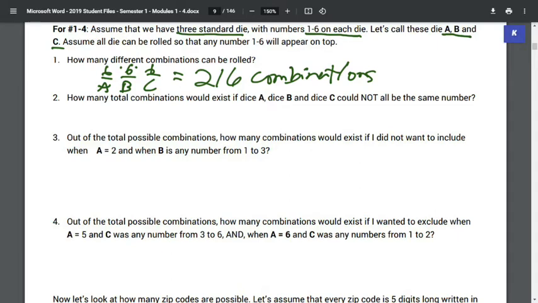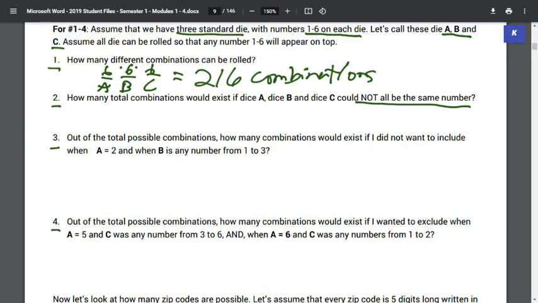So looking at our next problem, number 2 wants to know how many would exist if they could not all be the same number. The way that this works is that in the first part of this question that we just did, we have the total number of combinations. There's 216. There can't be any more than that. So what we're going to do with these next few problems, 2, 3, and 4, is they're going to give us restrictions. With those restrictions, we figure out how many cases or possibilities there are in those restrictions and then subtract that from the total amount, that being 216.